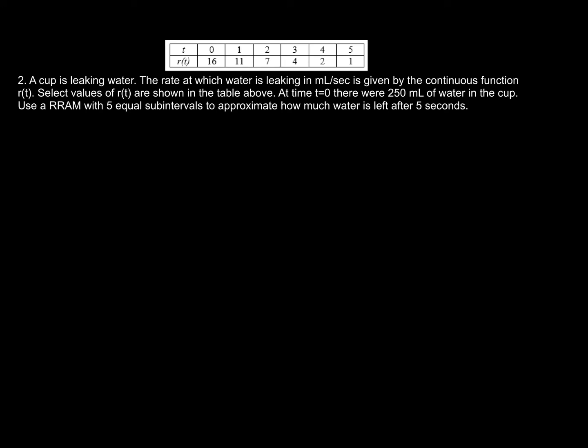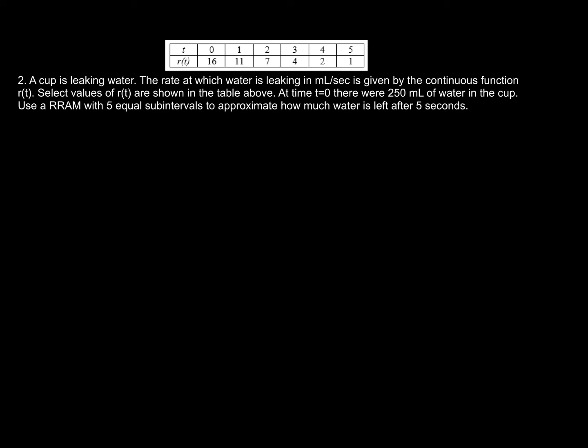Okay, a couple things that I know which are important. I'm given some specific values of the rate at which water is leaking, and I know that at the beginning there are 250 milliliters of water in the cup. I want to know how much is left after 5 seconds. So I've got to find how much water has leaked in total in those 5 seconds. If I find the area under the curve of the function r of t from 0 to 5, that'll tell me the total amount of water that has leaked in those 5 seconds. And so I can subtract that amount away from the 250 that I started with.